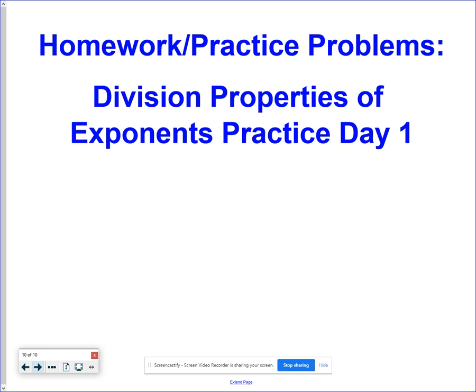Okay, so your worksheet today has all of these kind of problems where we are subtracting exponents because it's division. So if you have any questions, reach out to your teacher.